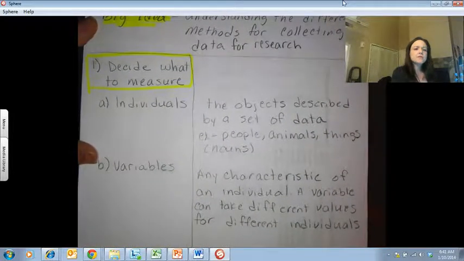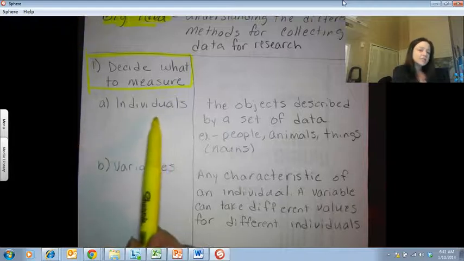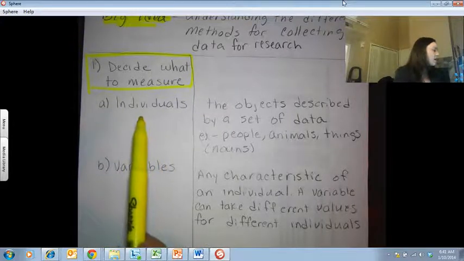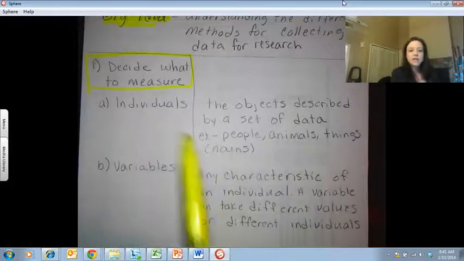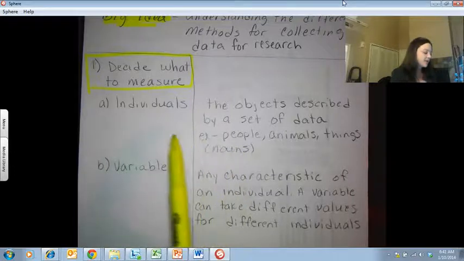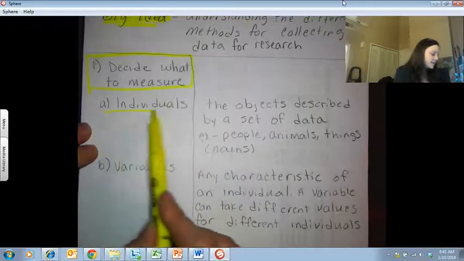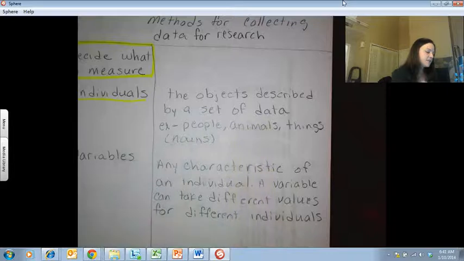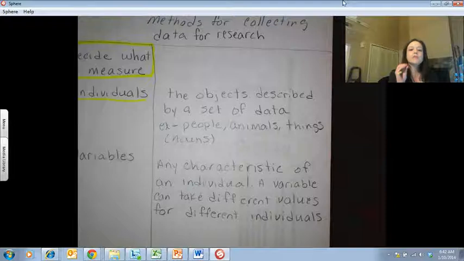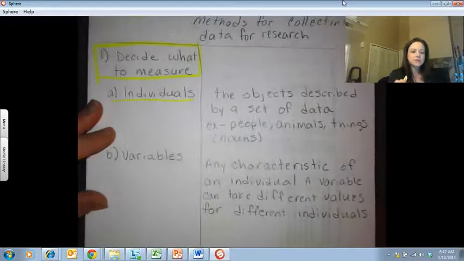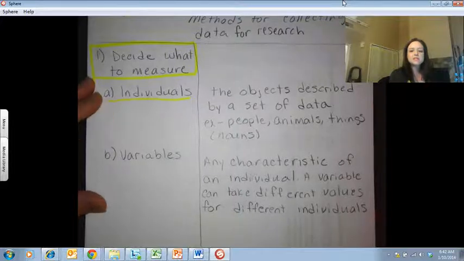So the first thing we're going to look at are individuals, and these definitions are on the bottom of page 5, okay, and I just wrote them down here. You're going to look at individuals, which are the objects described by a set of data: people, animals, things, basically the nouns, people, places, and things, okay? And for those individuals, you're going to measure certain variables, okay? Any characteristic of an individual, a variable can take different values for different individuals, all right?